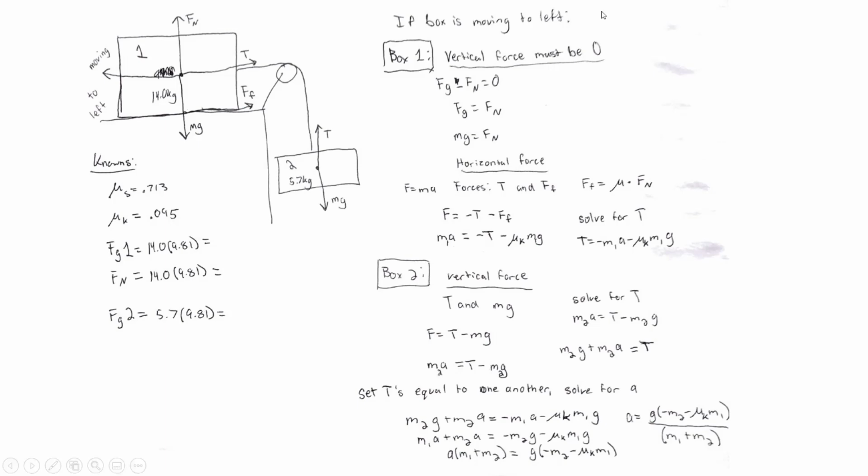Now our total force is always force equal to mass times acceleration. Now the forces included here are going to be force tension and force friction. And force friction is always equal to the coefficient of friction times the force normal. So our force total must be equal to force tension minus force friction.